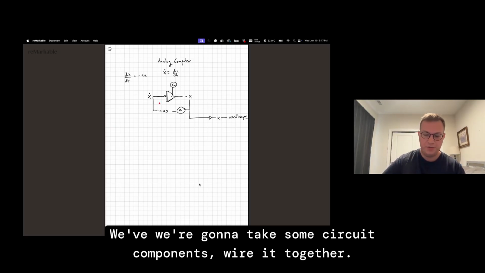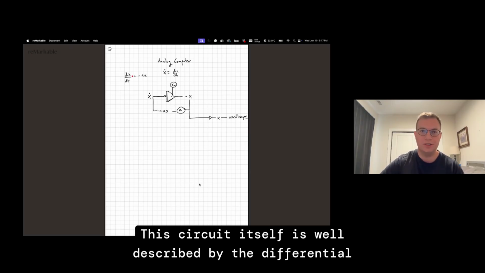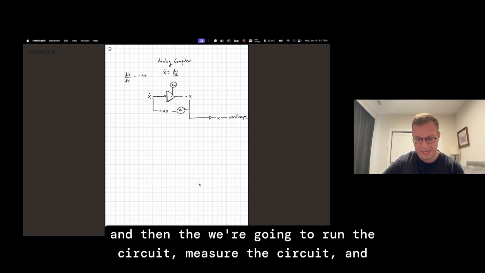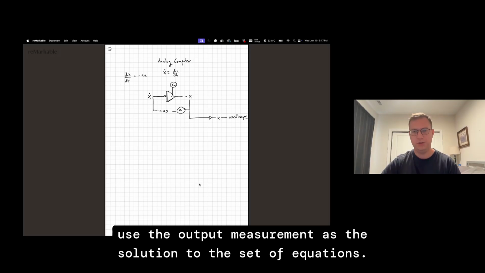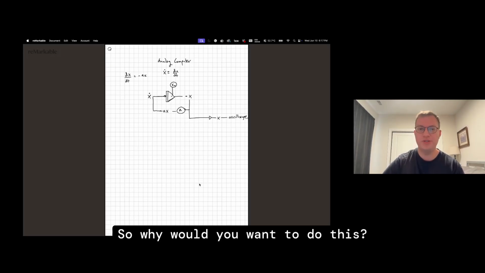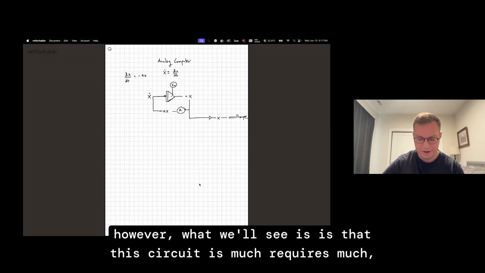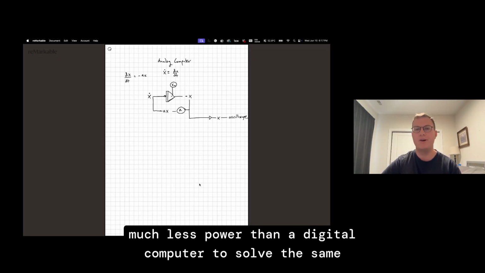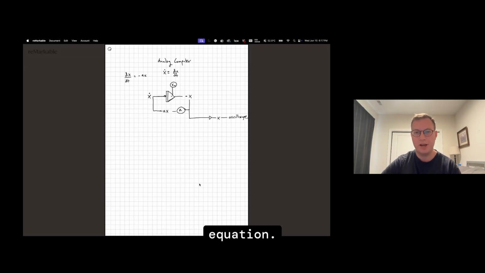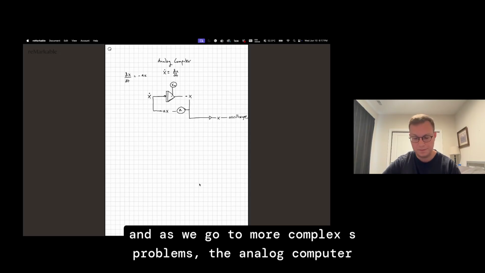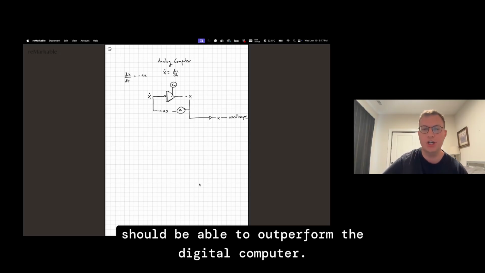So what have we done here? We're going to take some circuit components and wire them together. This circuit itself is well described by the differential equation, and then we're going to run the circuit, measure it, and use the output measurement as the solution to the set of equations. So why would you want to do this? Well, if you were just trying to solve this problem, it would be a lot of work for not a lot of gain. However, what we'll see is that this circuit requires much less power than a digital computer to solve the same equation. And as we go to more complex problems, the analog computer should be able to outperform the digital computer.